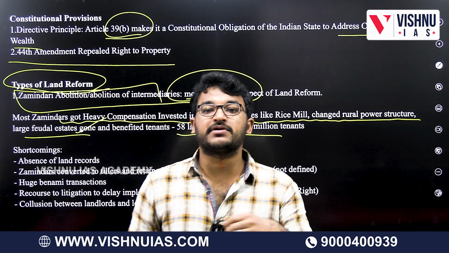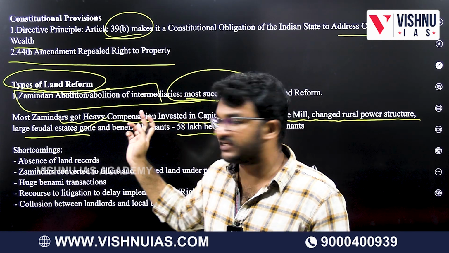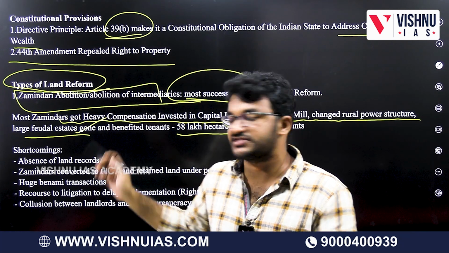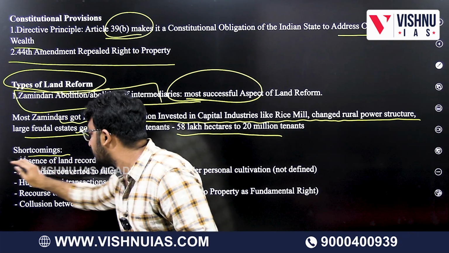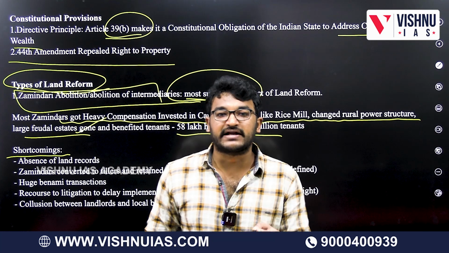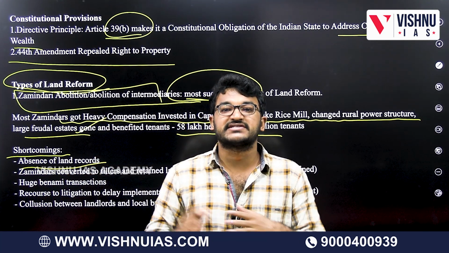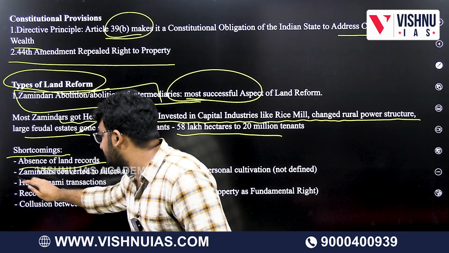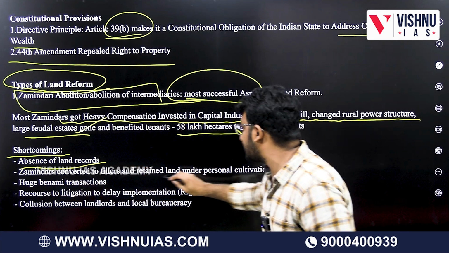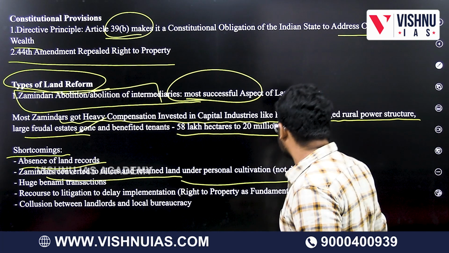But there are many problems with respect to the implementation of this Zamindari abolition also. What are those shortcomings? Since there was an absence of land records, many illegal transactions had happened. Next, Zamindars converted to tillers and retained land under personal cultivation.